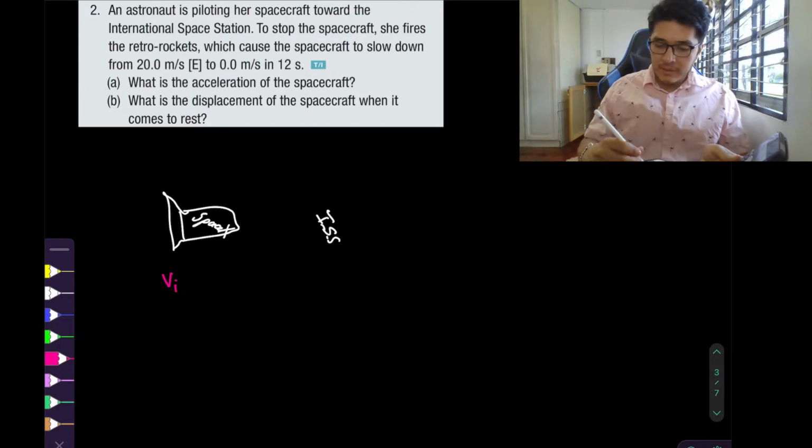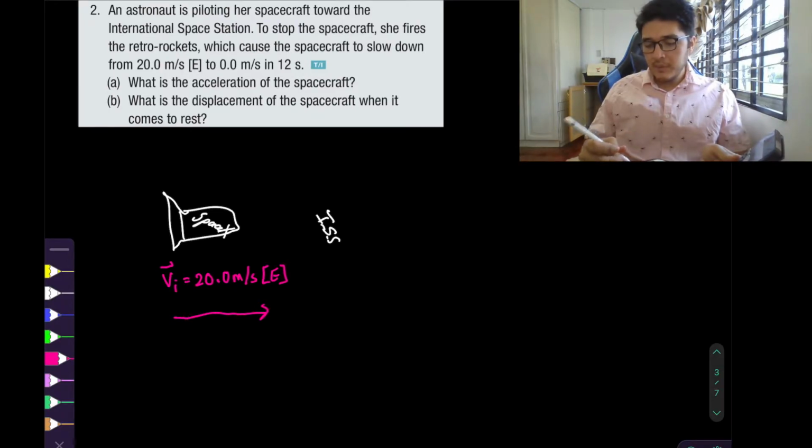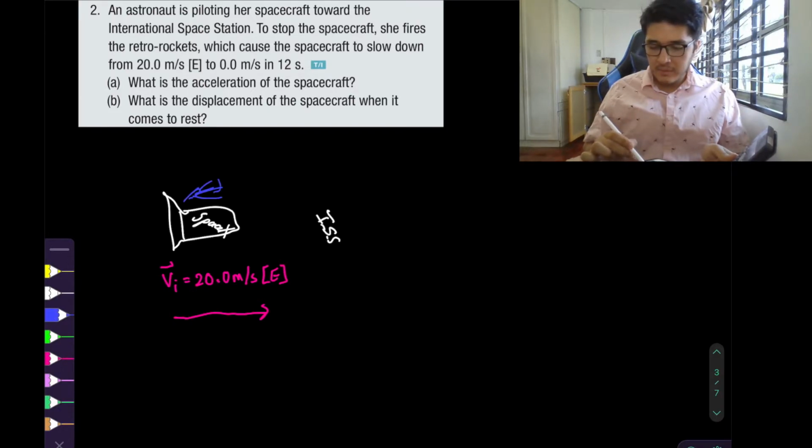So her initial velocity is 20 meters per second east. And because velocity is a vector quantity, a good idea is to try to draw the vector as well. So once she turns on the retro rockets, this means that the gas comes out this direction, which pushes her backwards, right? And this is going to cause her spacecraft to slow down from 20 meters per second to 0.